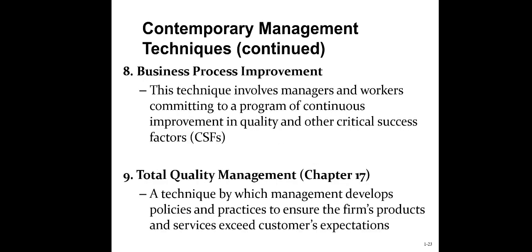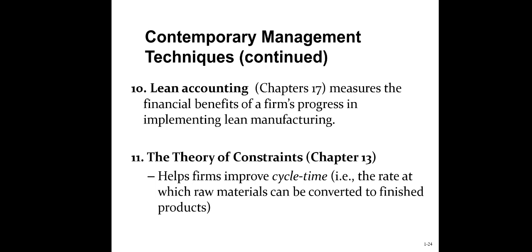Benchmarking. And then number 8, business process improvement. This technique involves managers and workers committing to a program of continuous improvement in quality and other critical success factors. Number 9, total quality management. You can see more about this technique in chapter 17, a technique by which management develops policies and practices to ensure that firms, products and services exceed customers' expectations. Number 10 is lean accounting. It measures the financial benefits of a firm's progress in implementing lean manufacturing.